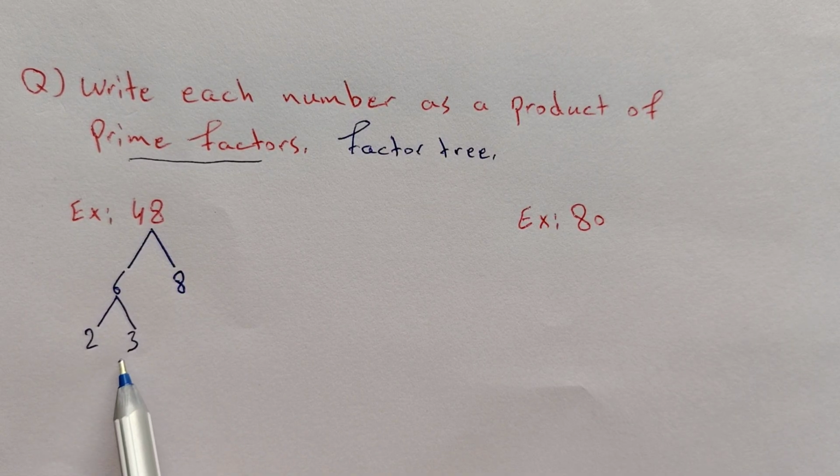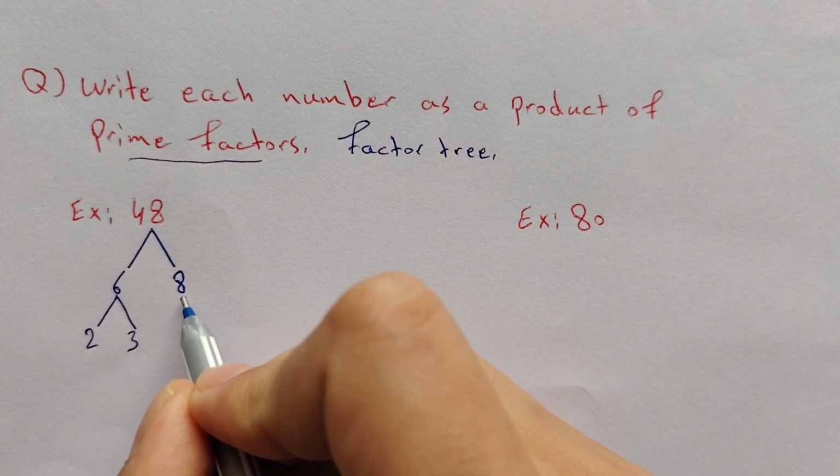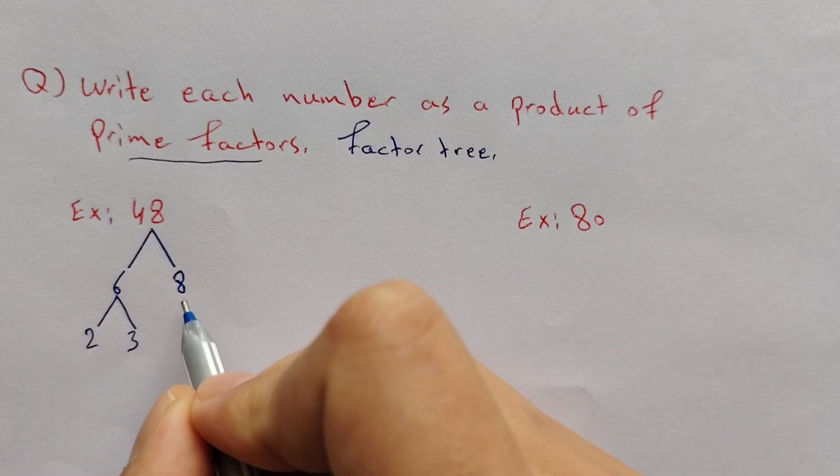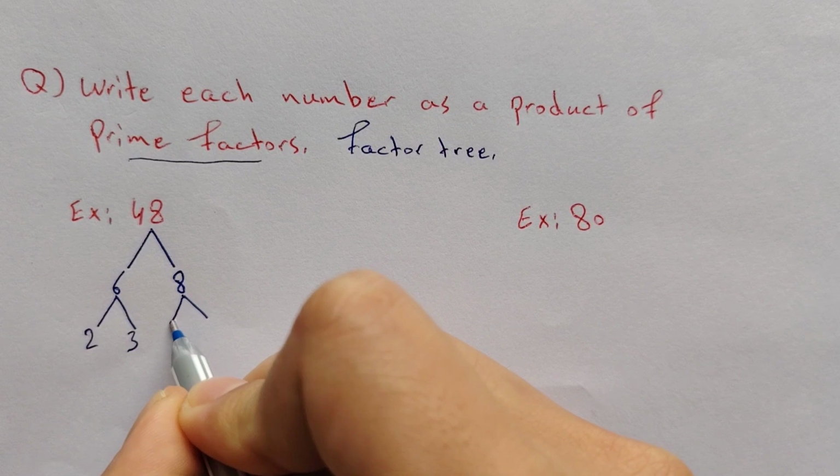And also for 3, we only have 1 times 3. So both of them are prime. But what about the 8? Is 8 a prime number? 8 is not a prime number because we have more than 2 factors, so we break it apart.